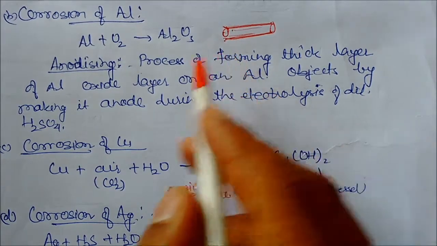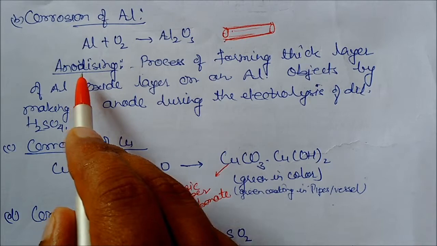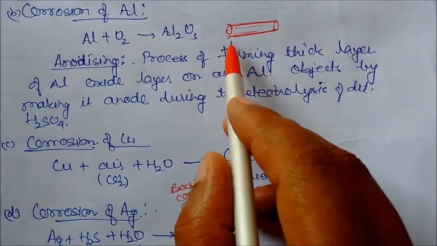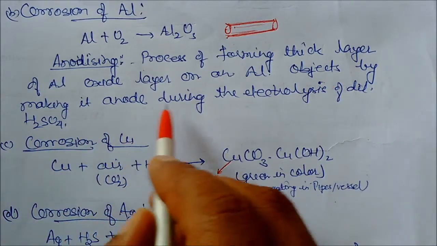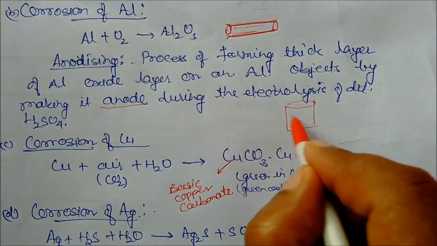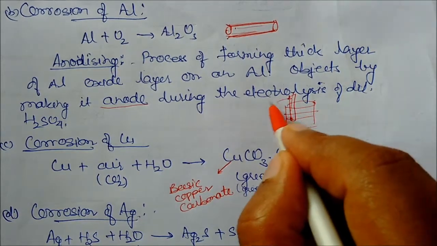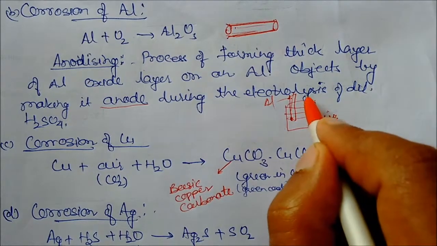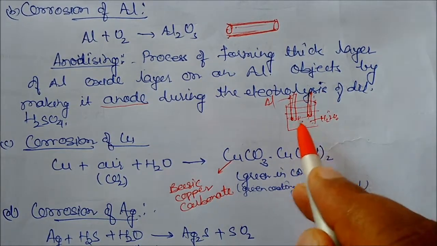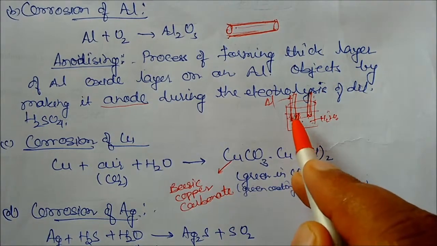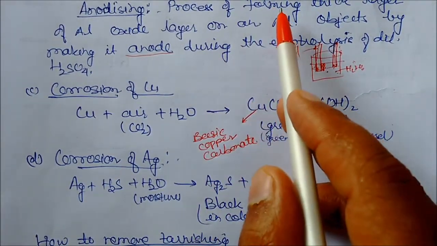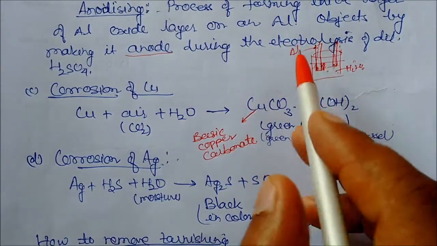One more way to protect aluminium is called anodizing. It is a process of forming a thick layer of aluminium oxide on aluminium. Here we put one more oxide layer by making the aluminium the anode during the electrolysis of dilute sulfuric acid. This is your aluminium as anode, this is dilute H2SO4, and this is another pure metal. The oxygen produced in the sulfuric acid is deposited on the surface of aluminium, which makes a thicker layer of aluminium oxide, and in this way we can protect the aluminium more.